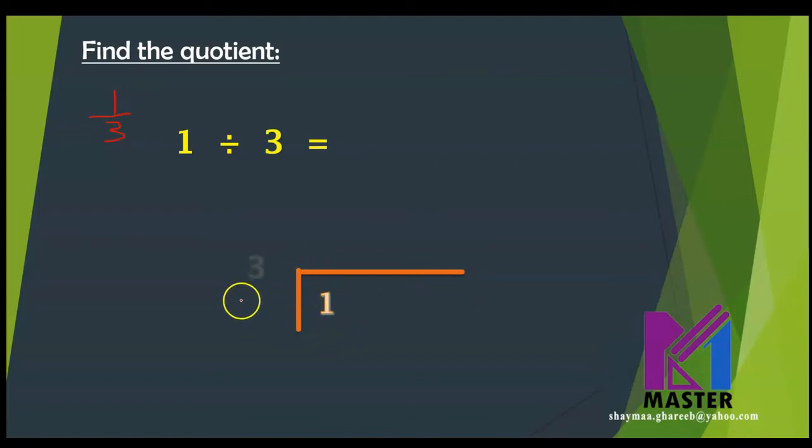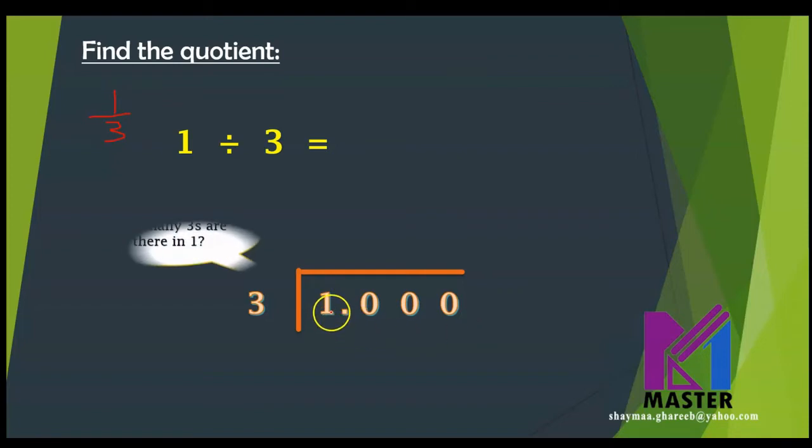divided by 3. We said I can put a decimal point and a number of zeros as much as I can or as I want or as the question asks you to do. Sometimes the question asks you to write a 2 decimal place answer or a 1 decimal place answer or 3 decimal places answer according to the question.